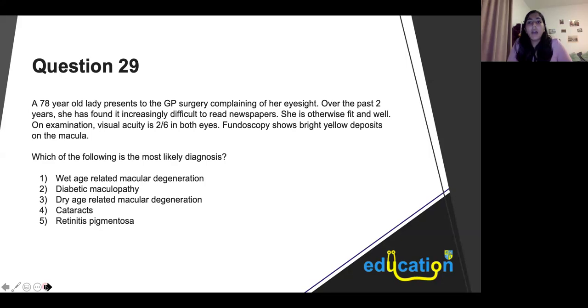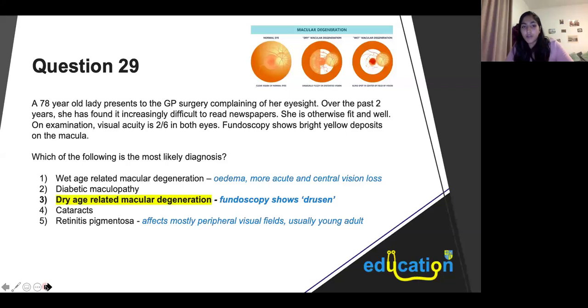Yeah, brilliant. And for extra bonus points, what are the bright yellow deposits called? Yep, fab. You guys are really good at ophthal. So yeah, this is your dry age-related macular degeneration. And really the way that I would differentiate between wet and dry is just how fast the onset is. So this has happened over 2 years, whereas your wet age-related macular degeneration, you expect it to happen more in a case of weeks.